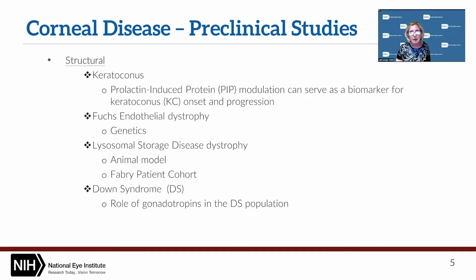And we also have applications which I've binned into something I call structural, because these are diseases that affect the overall structure of the cornea. For example, keratoconus, we have an application looking at prolactin-induced protein modulation serving as a biomarker for keratoconus onset and progression. Looking at genetics of Fuchs endothelial dystrophy, and even lysosomal storage disease dystrophies.